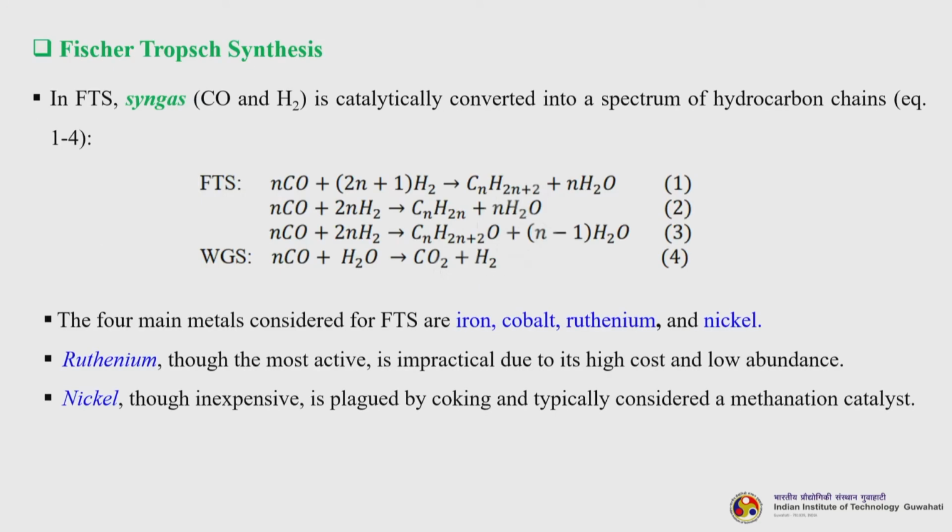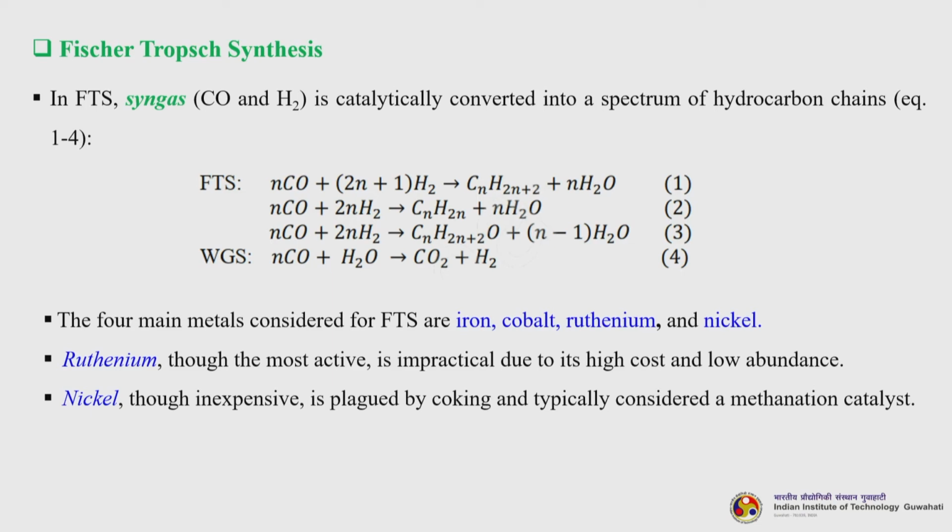Now, let us understand the FT synthesis, the Fischer-Tropsch synthesis. Though we have discussed Fischer-Tropsch earlier also, we will again see the reactions, process conditions and reactors in detail. So, in FTS, syngas, that is carbon monoxide and hydrogen, is catalytically converted into a spectrum of hydrocarbon chains. This is the reaction we have already discussed earlier, but again, to maintain the reading properly, I have given these reactions.